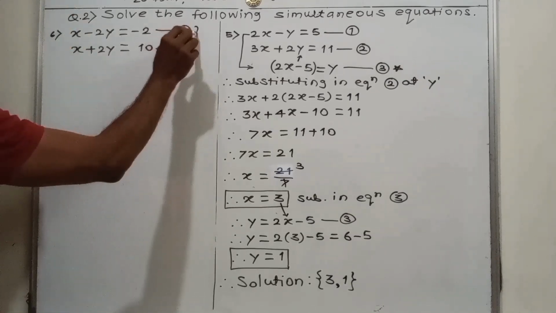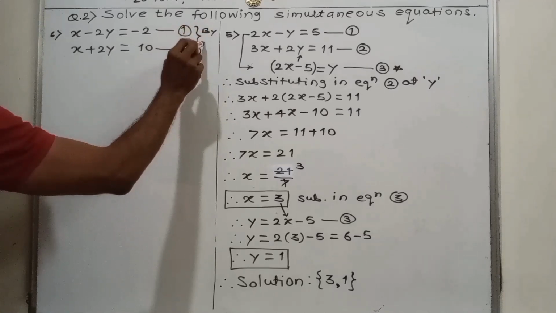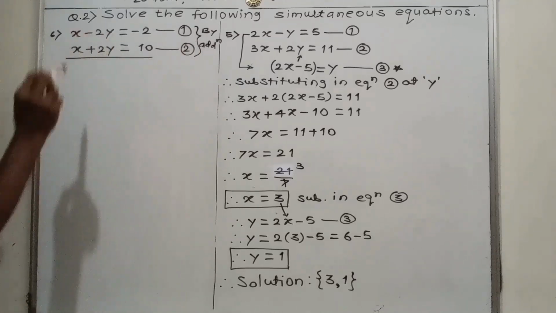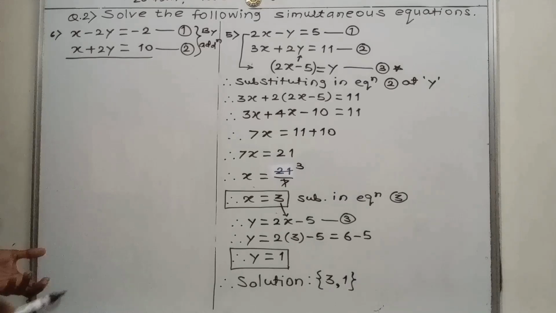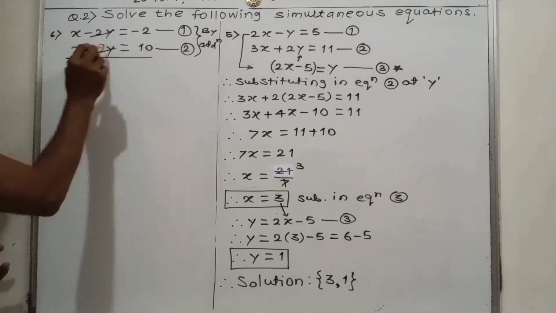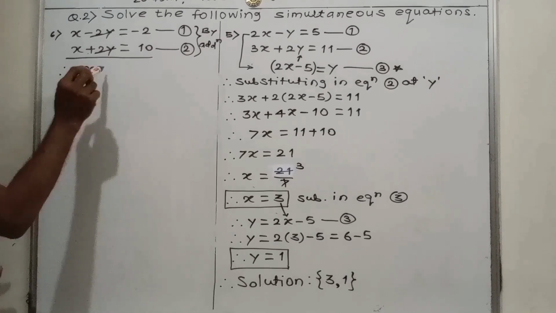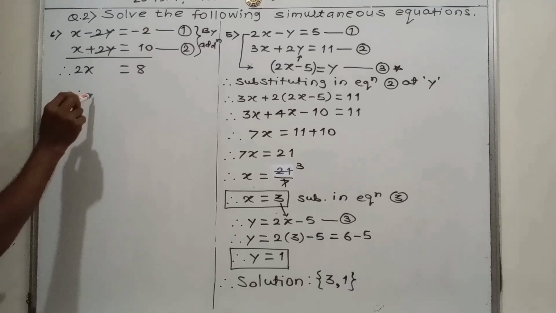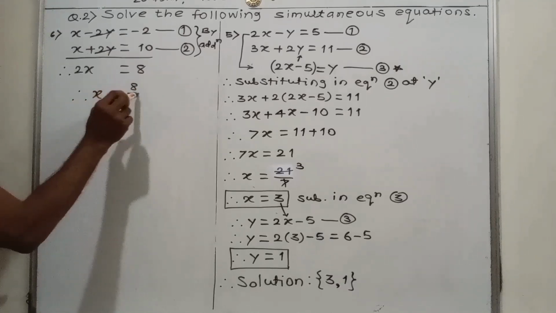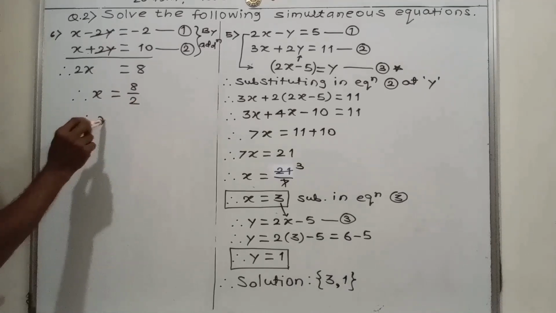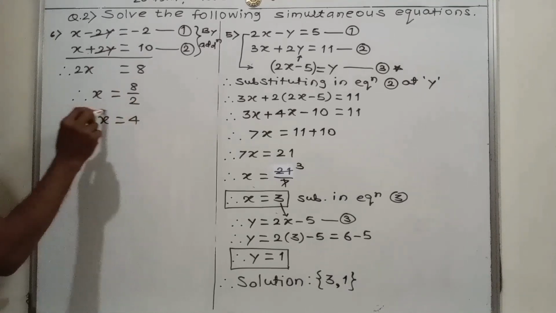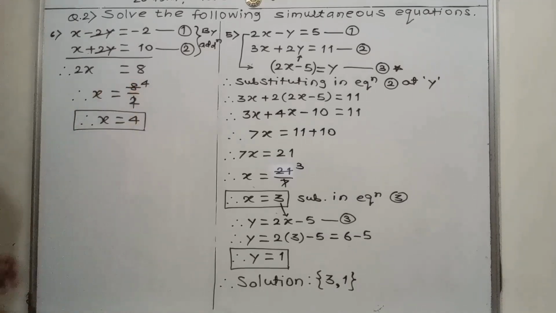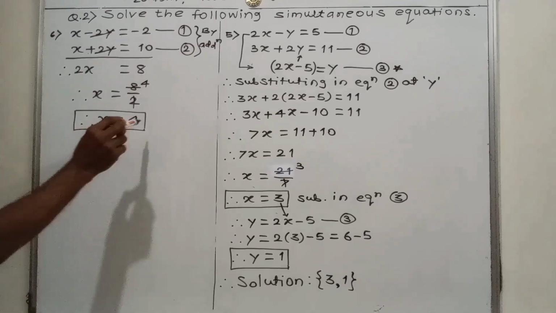Then by addition, because opposite signs, coefficients are already equal, cancelled. Therefore x plus x, 2x, 10 minus 2. Therefore x is equal to 8 upon 2. Therefore x is equal to 4. Very simple and very important for 10th standard also.